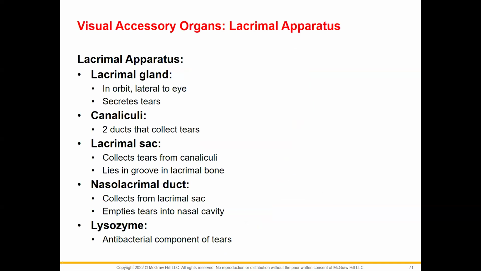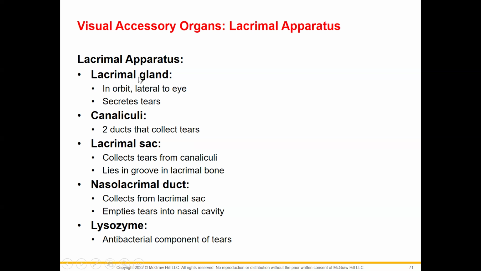So let's talk about the lacrimal apparatus. The lacrimal apparatus is a part of the system that produces tears that are used to protect the eye. So the lacrimal apparatus includes the lacrimal gland, the canaliculi, the lacrimal sac, the nasolacrimal duct, and lysozymes. So the lacrimal glands are located in the orbit. It's lateral to the eye, and it is what secretes tears. So your tears are produced by the lacrimal gland.